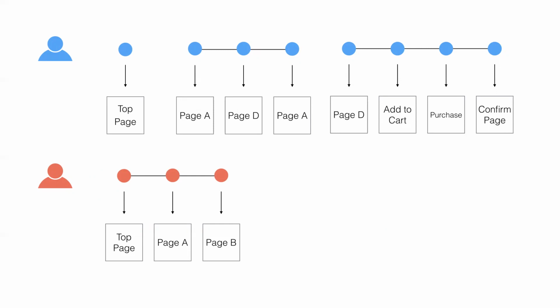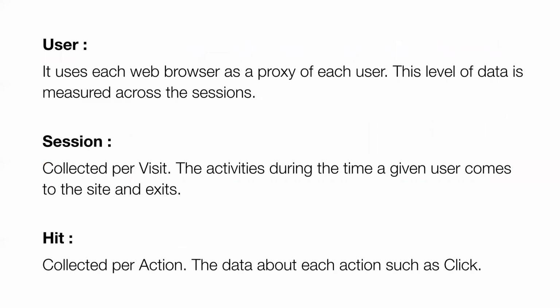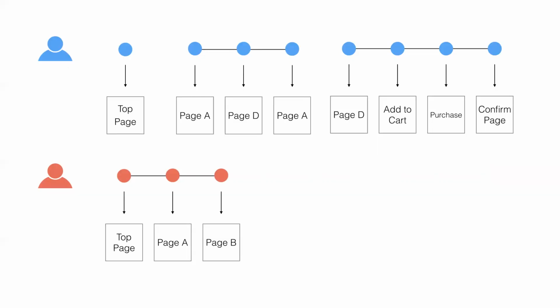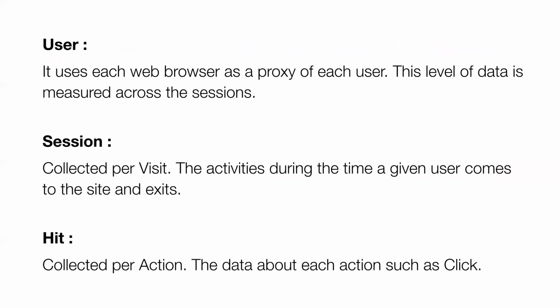Then the red person comes only once, but visits 3 pages: top page, page A, page B, and then goes somewhere else. So something like this happened, and there are 3 levels of scope. Number 1 is called user, number 2 is session, and number 3 is hit. The user is the blue and red color thing.